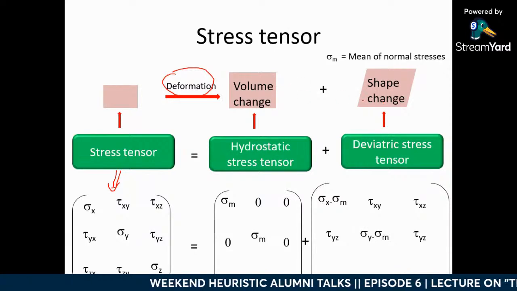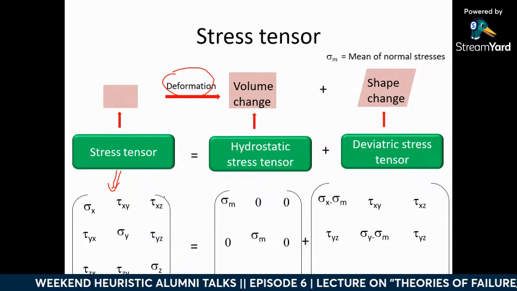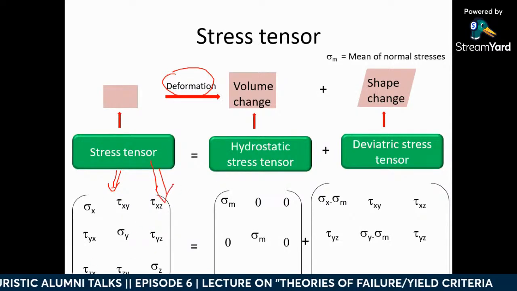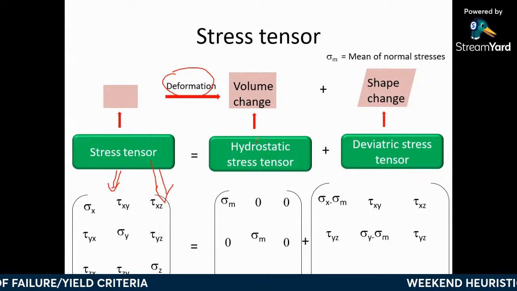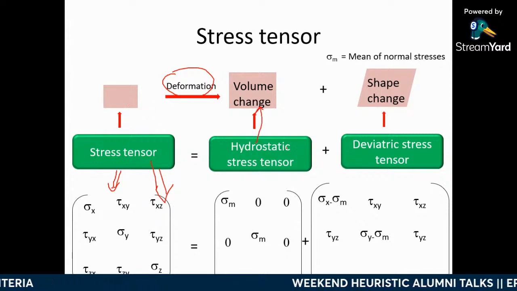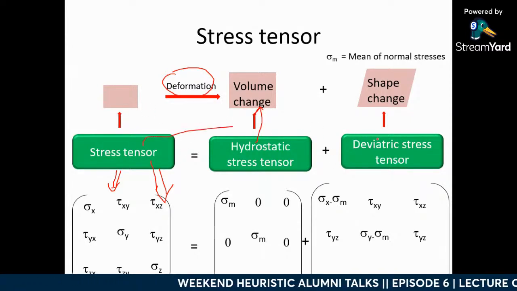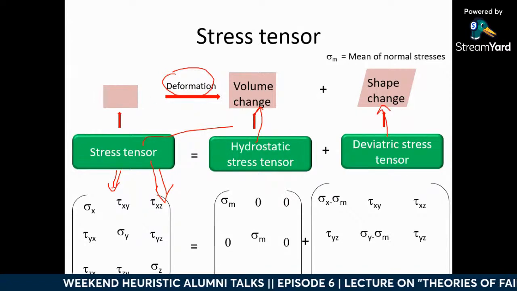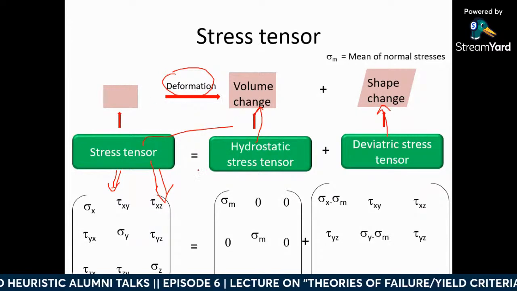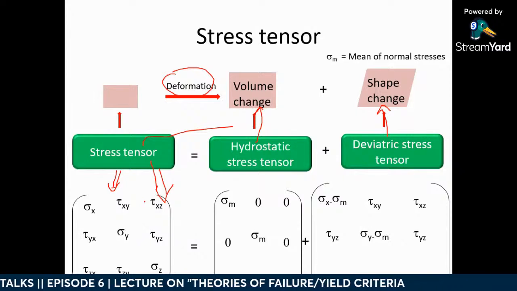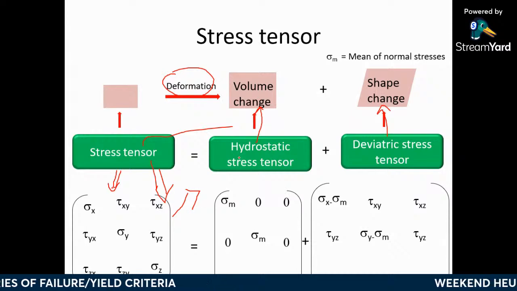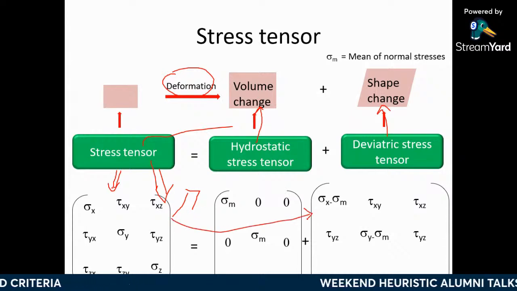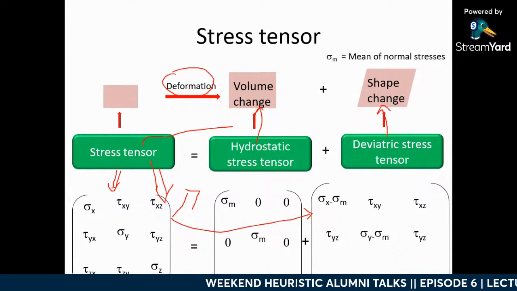Okay, so whatever stress you are applying, this stress has 2 components. One is the hydrostatic component, the other is the deviatoric component. This hydrostatic component will be responsible for volume change in your material, and the deviatoric component will be responsible for shape change of your material. So for a given stress tensor, you should be able to separate what component is the hydrostatic component and what component is the deviatoric component. Okay, so how will you separate?